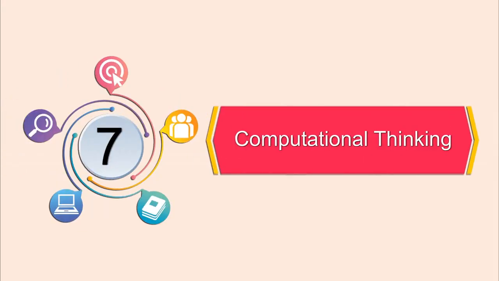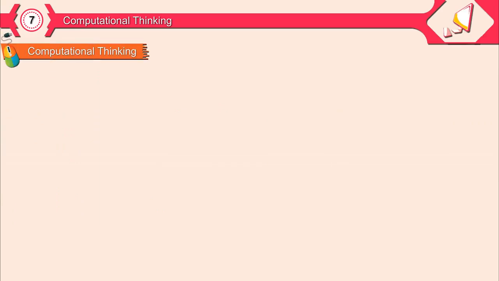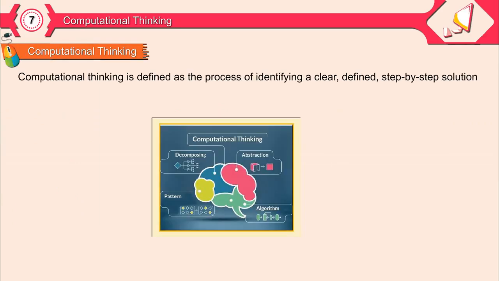Chapter 7: Computational Thinking. Computational thinking is defined as the process of identifying a clear, defined, step-by-step solution to a problem. It is an approach that uses logical and critical thinking.